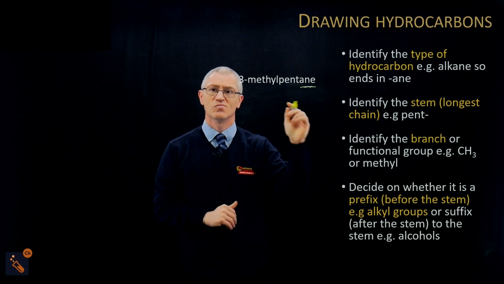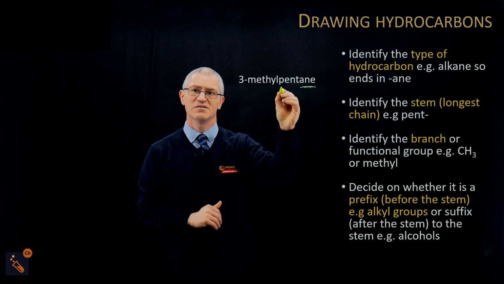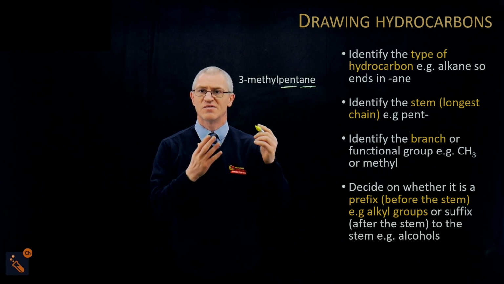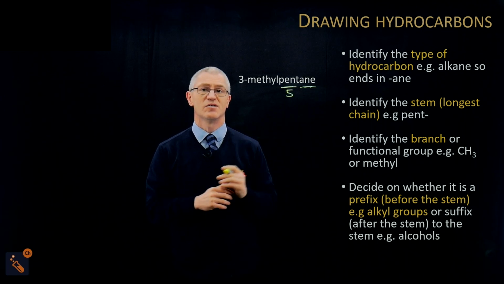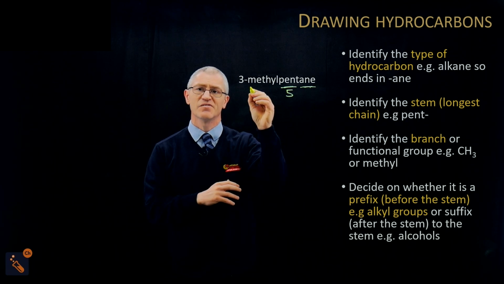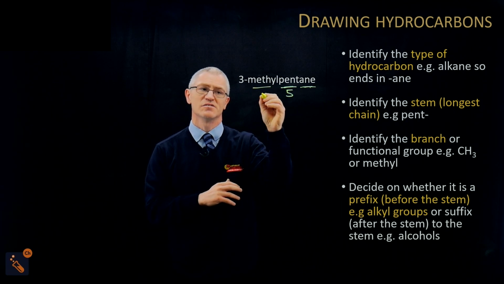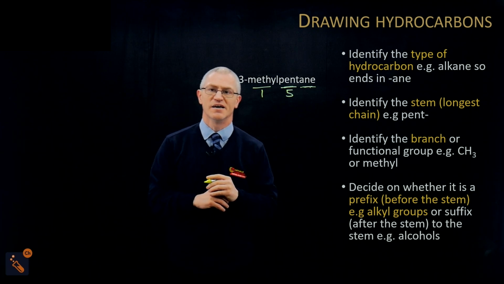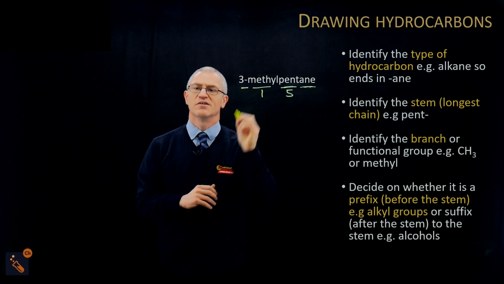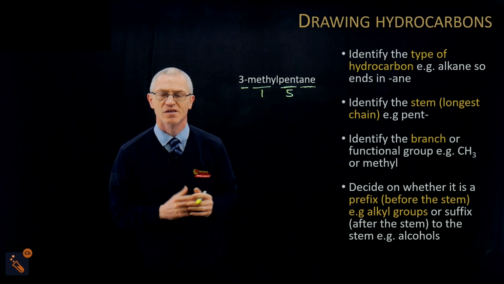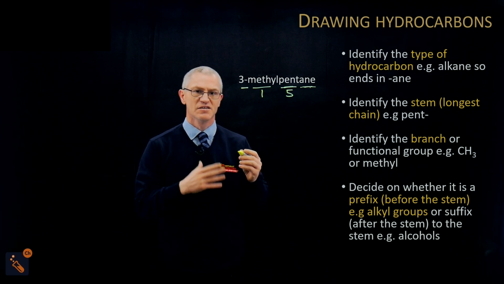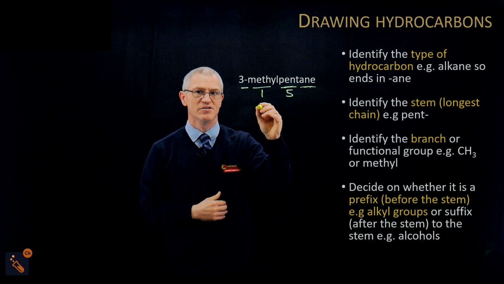Then we look here, where's the longest chain? Well, the longest chain is the pent, so that means it's 5 carbons long. Then we have the yl, which says it's a branch, and there's 1 carbon in that. And that branch is at number 3. So if we then start to do the different types of formulas, let's do molecular to start off with.